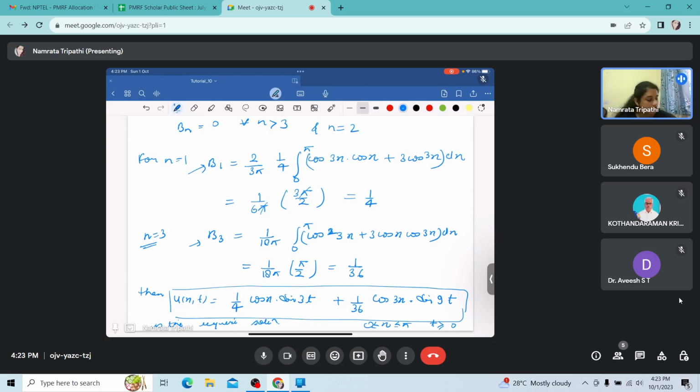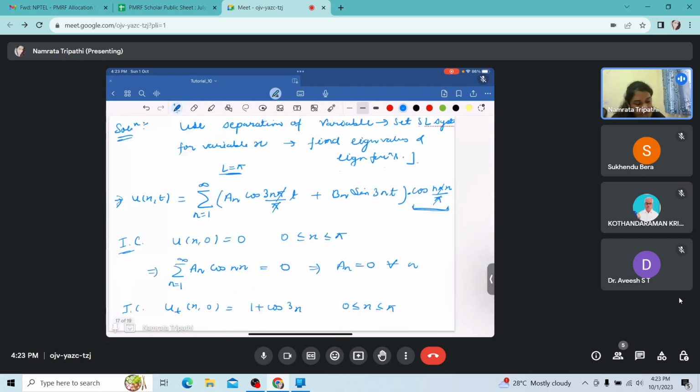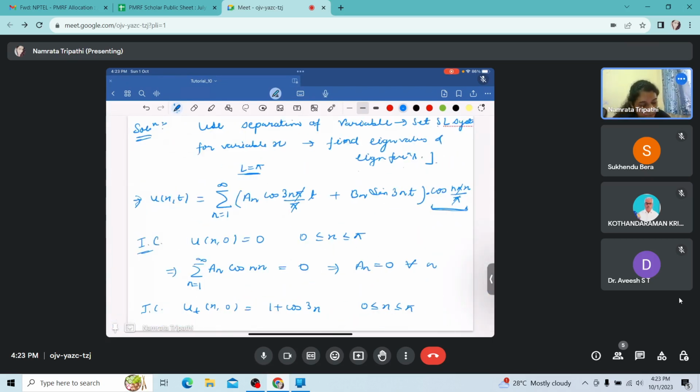In an objective question you can use the formula directly, but in a subjective question you have to solve by using the variable separable method for x and for t, and after combining you can obtain the solution for u(x,t) for the system. Fine.